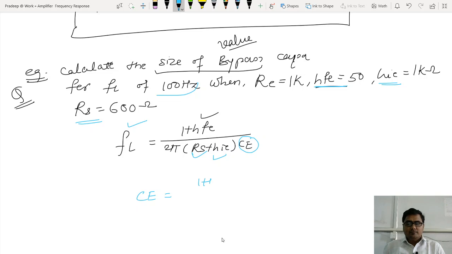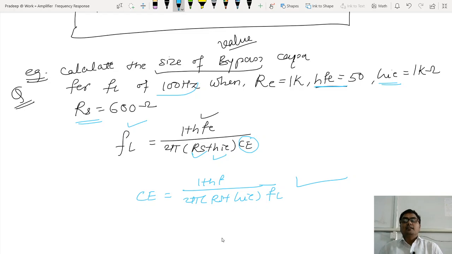CE will be 1 plus hFE, with the values already given, divided by 2 pi, just put RS plus hie, multiplied by the lower cutoff frequency, and that is done. So calculate the value of the bypass capacitor in farad or microfarad. Equations are already there, you just need to put in the proper values which are given and use your calculator, not even your brain.